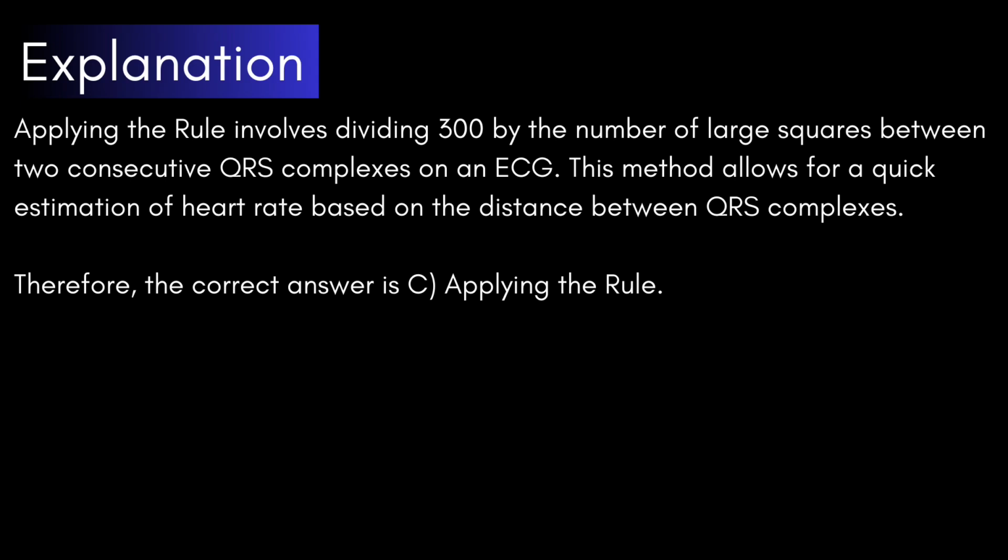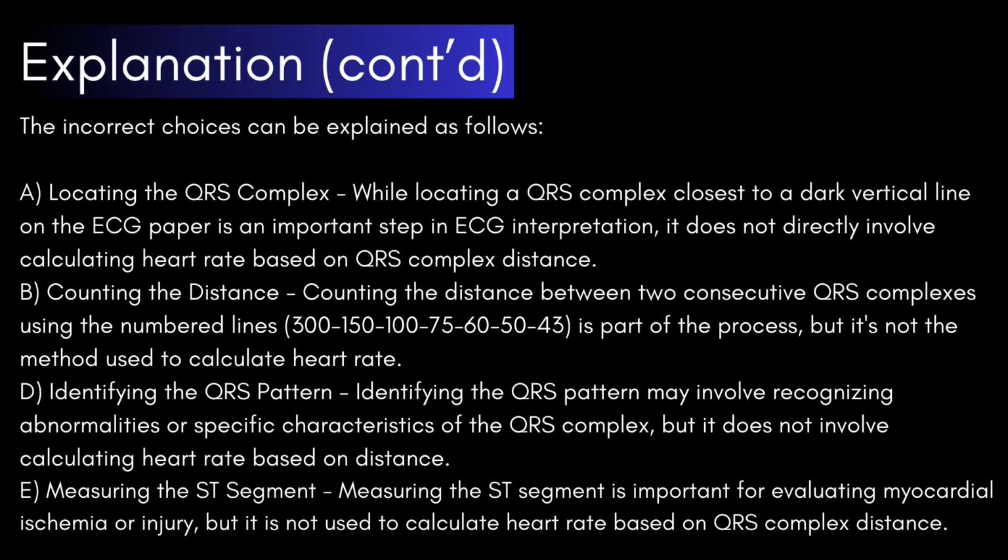All right, let's go ahead and see why the other answer choices are incorrect. The incorrect choices can be explained as follows. A, locating the QRS complex. While locating a QRS complex closest to a dark vertical line on the ECG paper is an important step in ECG interpretation, it does not directly involve calculating heart rate based on QRS complex distance.